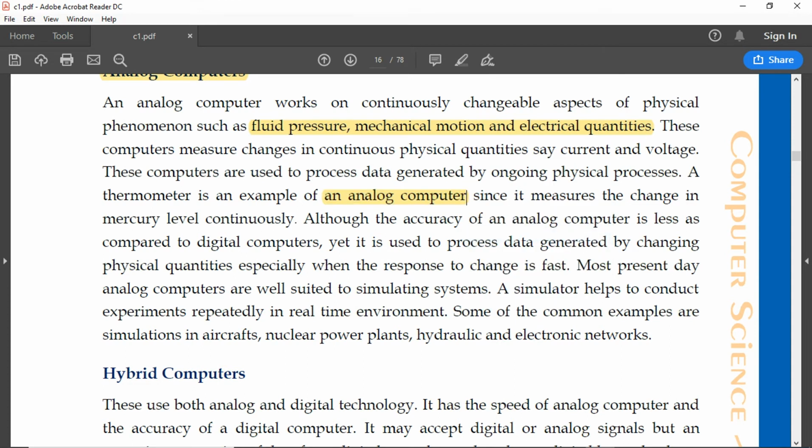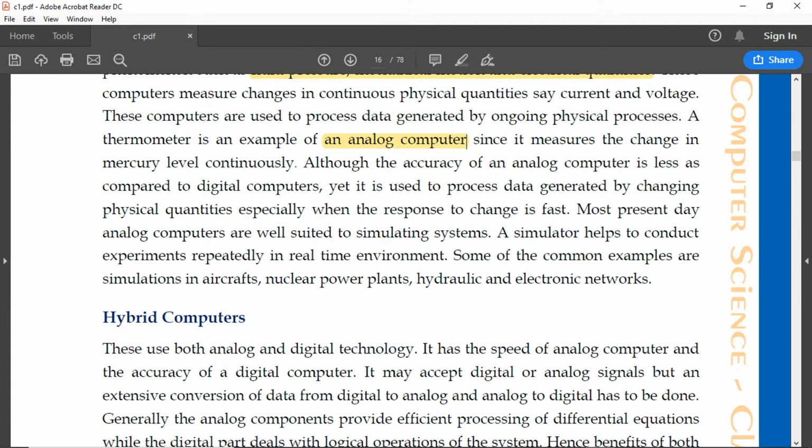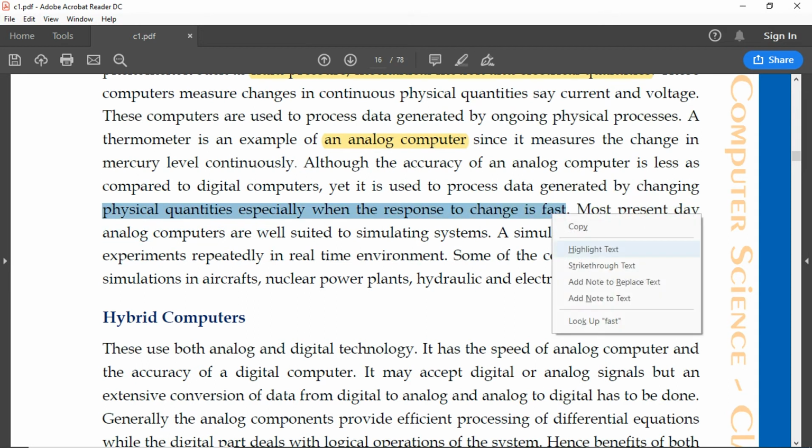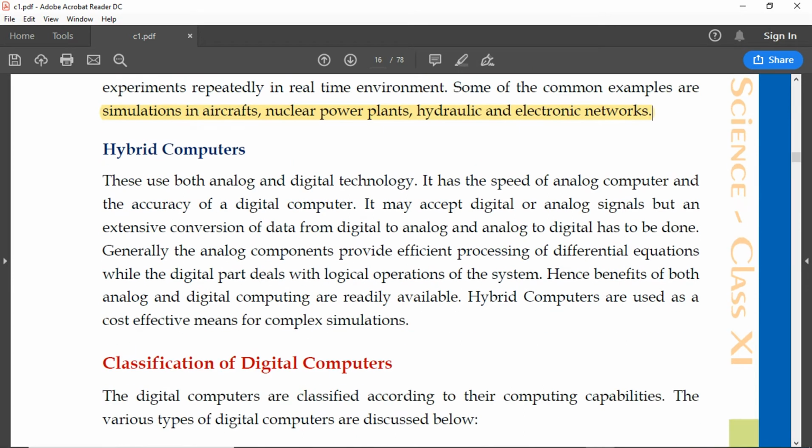Although the accuracy of an analog computer is less as compared to digital computers, yet it is used to process data generated by changing physical quantities, especially when the response to change is fast. Most present-day analog computers are well suited to simulating systems. A simulator helps to conduct experiments repeatedly in a real-time environment. Some of the common examples are simulations in aircraft, nuclear power plants, hydraulic and electronic networks.